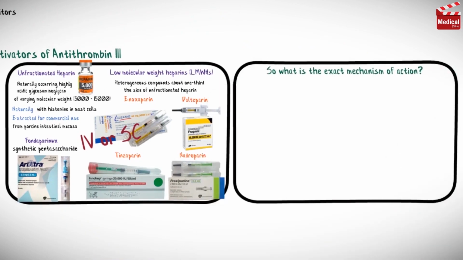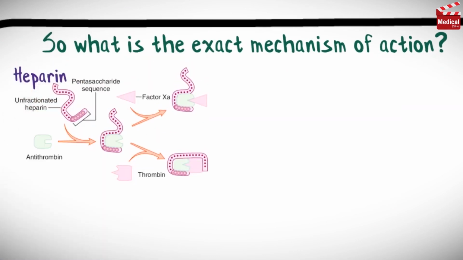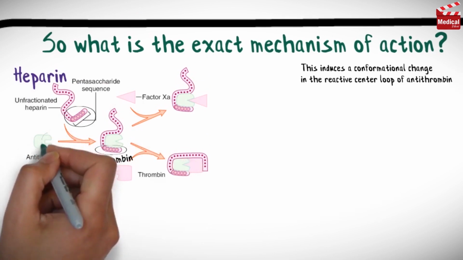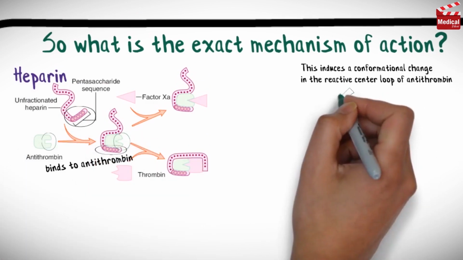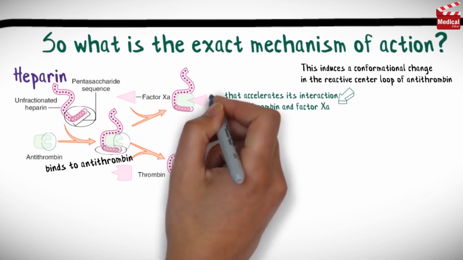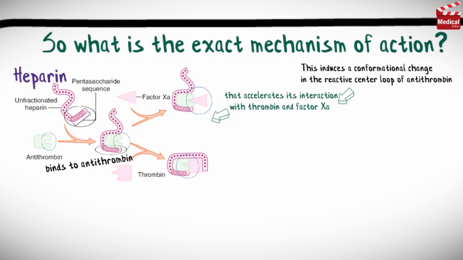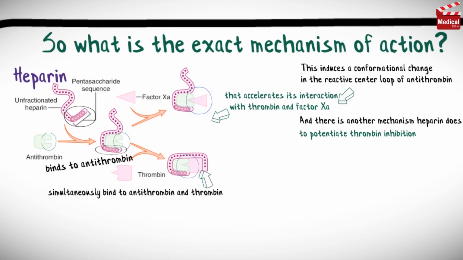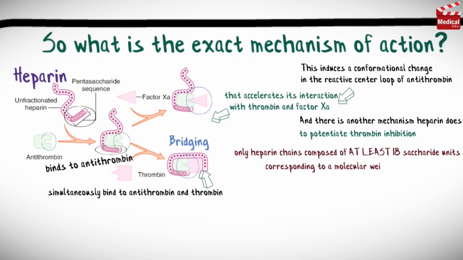So what is the exact mechanism of action? Heparin binds to antithrombin via its pentasaccharide sequence. This induces a conformational change in the reactive center loop of antithrombin that accelerates its interaction with thrombin and factor Xa. And there is another mechanism heparin uses. To potentiate thrombin inhibition, it must simultaneously bind to antithrombin and thrombin, which is called bridging. But only heparin chains composed of at least 18 saccharide units, which corresponds to a molecular weight of 5,400, are of sufficient length to perform this bridging function.